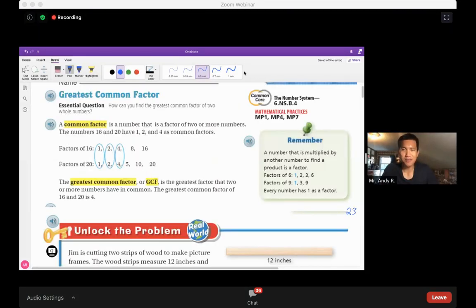Okay, greatest common factor. A common factor is a number that is a factor of 2 or more numbers. So let's say 16 and 20. What are the factors of 16 and 20?